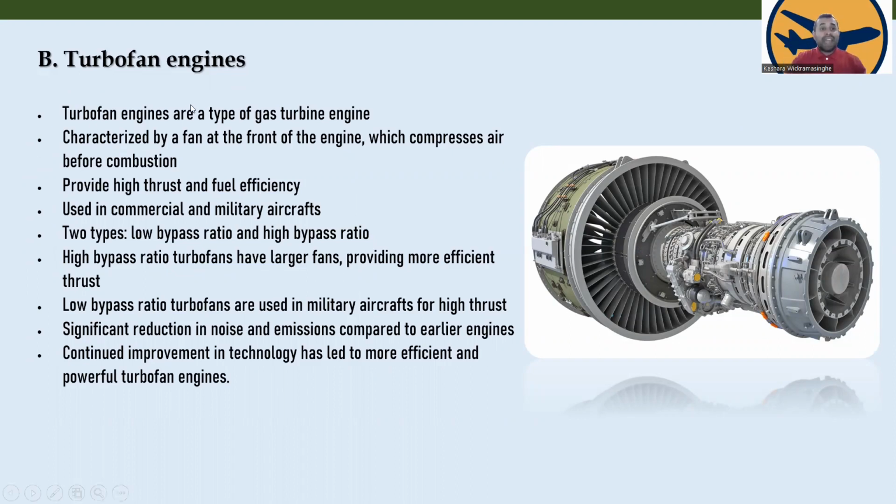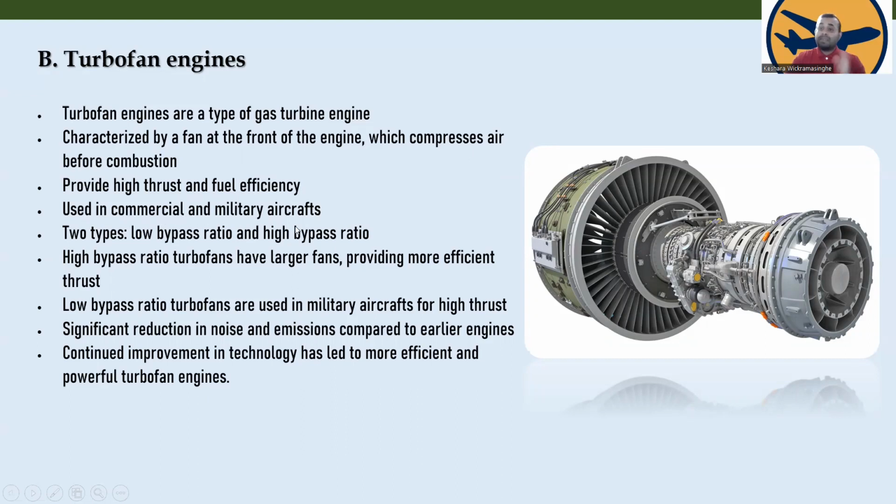Okay, so the turbofan engine is a type of gas turbine engine, characterized by a fan at the front of the engine. There's a big fan in the front which compresses air before combustion, right? It means the air comes to the fan and the fan compresses the air before it goes to the combustion chamber. It provides high thrust and fuel efficiency.